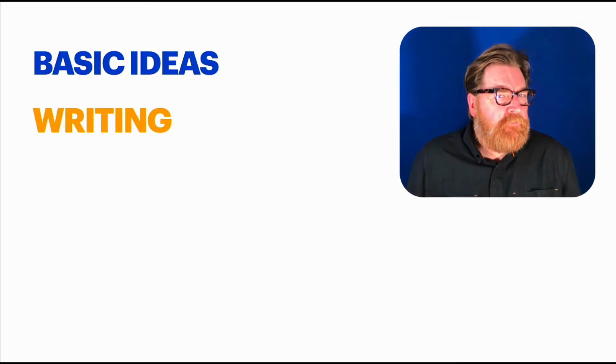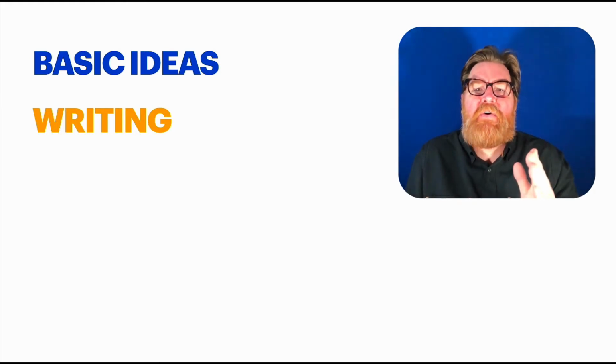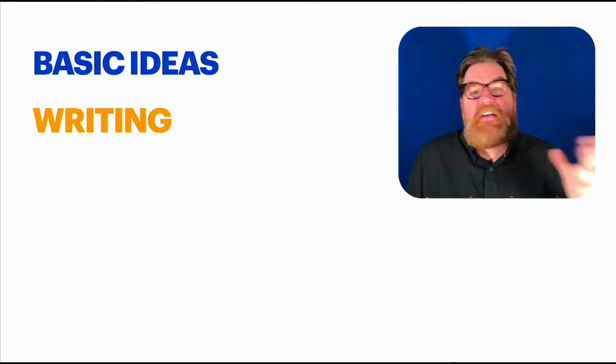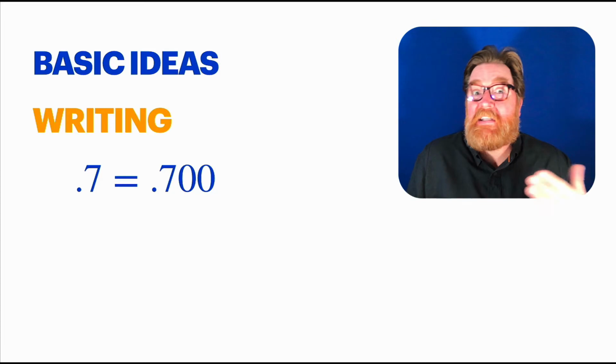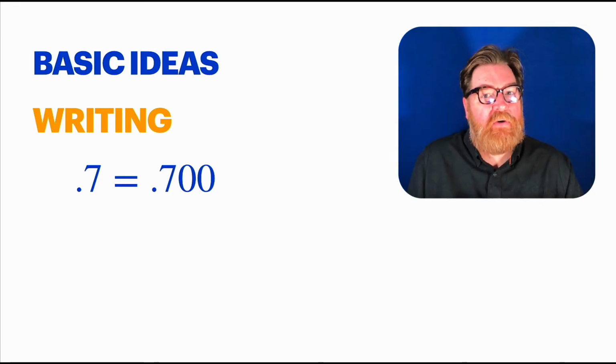All right. Let's run through a few basic ideas just to make sure everything's making sense with these decimals. The first thing is, in terms of writing them, you should know that adding zeros onto the end of a decimal number doesn't change the value. So for example, 0.7, that's the same as 0.700. Those zeros on the end do not change the value of that number.